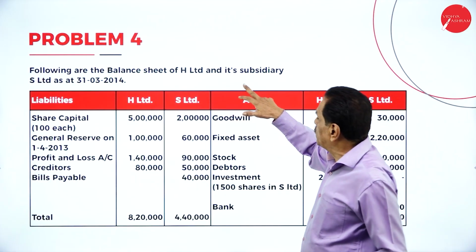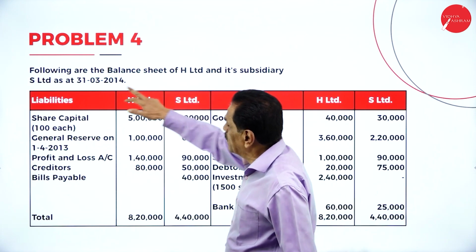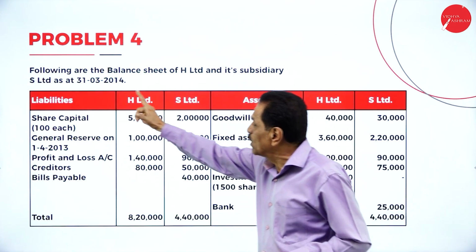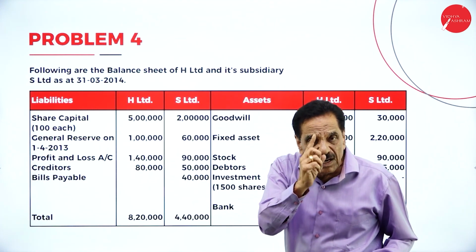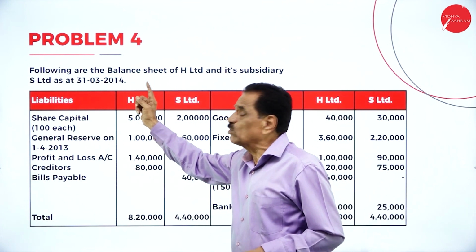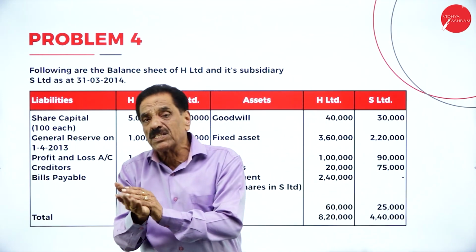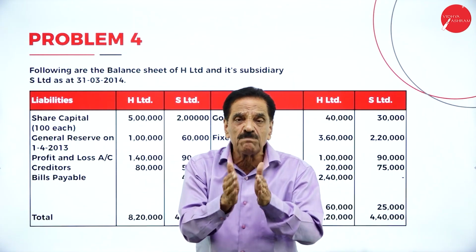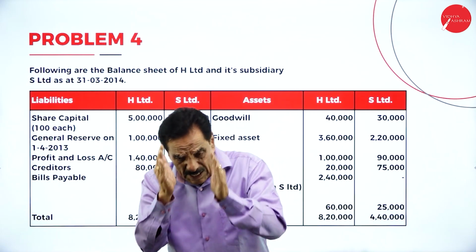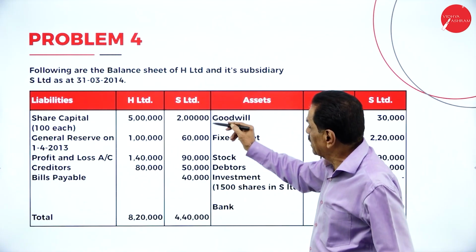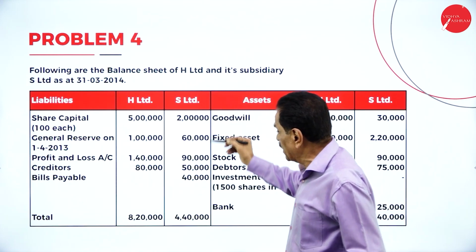Following is the balance sheet of H Limited and its subsidiary S Limited on 31/3/2014. So it starts from 1/4/2013 to 31/3/2014. Which is the date? April to March, which is called the financial year, start from 1/4/2013 to 31/3/2014. This is the balance sheet of H Limited, the balance sheet of S Limited.